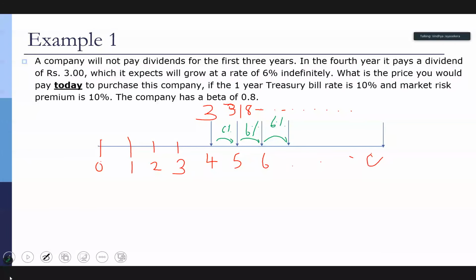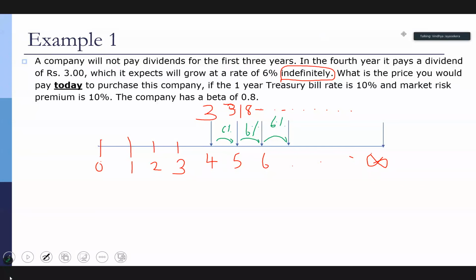Forever. That's important. Indefinitely. So what would you pay today for this company? The 1-year treasury bill rate is 10%. The market risk premium is 10%. And the company has a beta of 0.8. Again, Tarindu, I think you're using the market risk premium wrong.